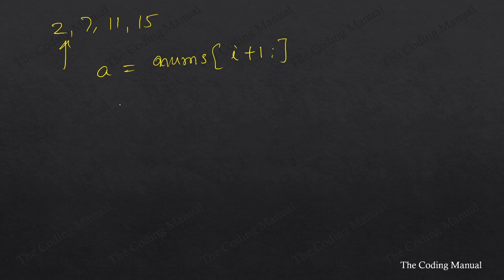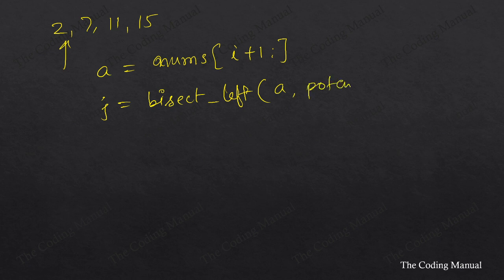If 2, 7, 11 and 15 is there, you take this and make a temporary array as nums of I plus 1 till the end, and then you say bisect left on this array with the potential candidate. The potential candidate we found is target minus nums of I.